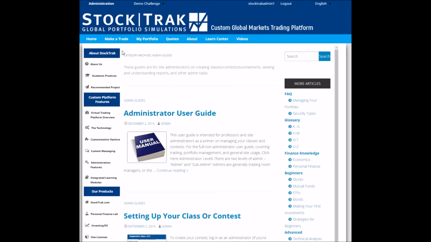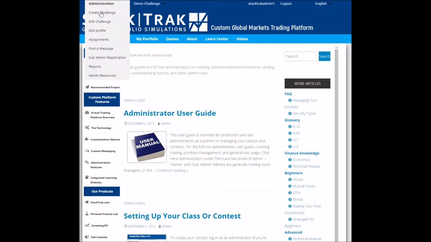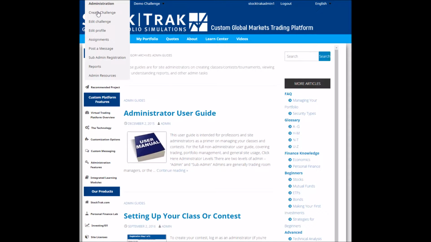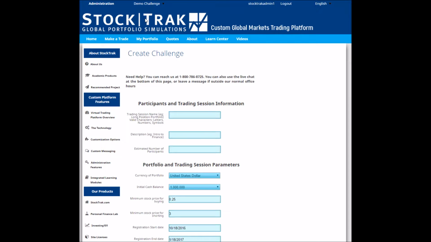Before you can use most of the different tools of the site, you'll need to set up your first class. Under the admin menu, you'll have to click Create a Challenge. This takes you to the challenge creation page. First, you'll need to give your class a name.